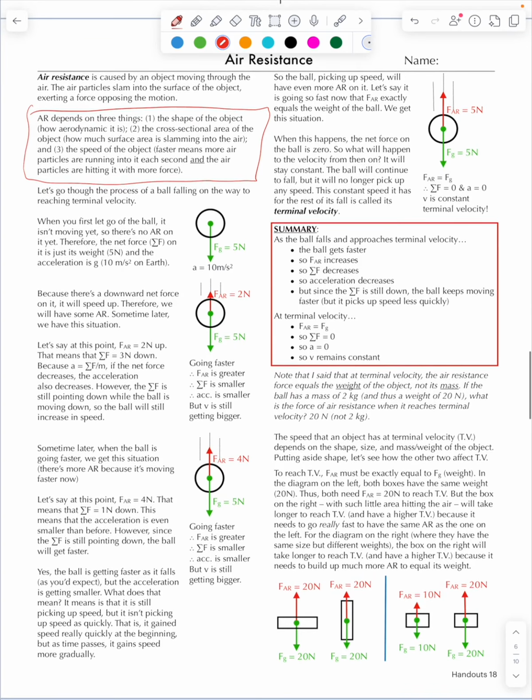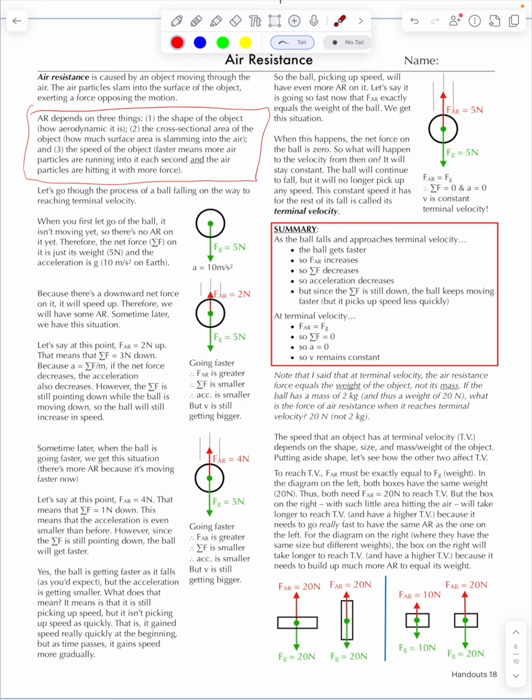So just running through this really quickly, I'll go back to my pointer. Let's say we just drop a ball from a start. So this is like, I haven't even let go yet. Well, the net force is just the weight on the ball, right? And remember, we now have air resistance. So this is not in free fall. And the acceleration here is 10 because since it's not moving yet, there is no air resistance yet.